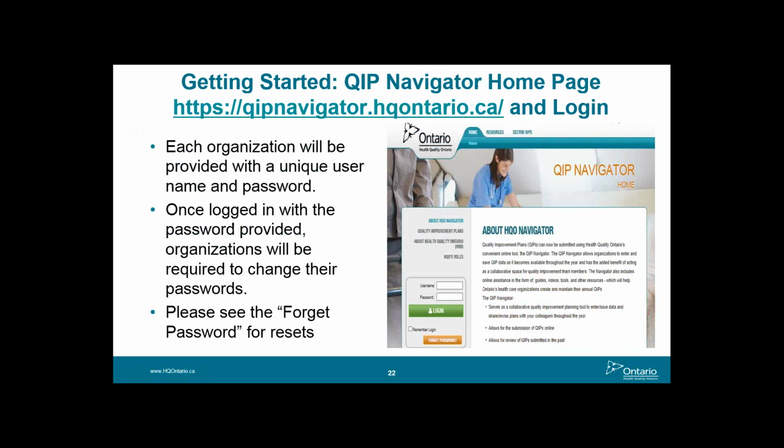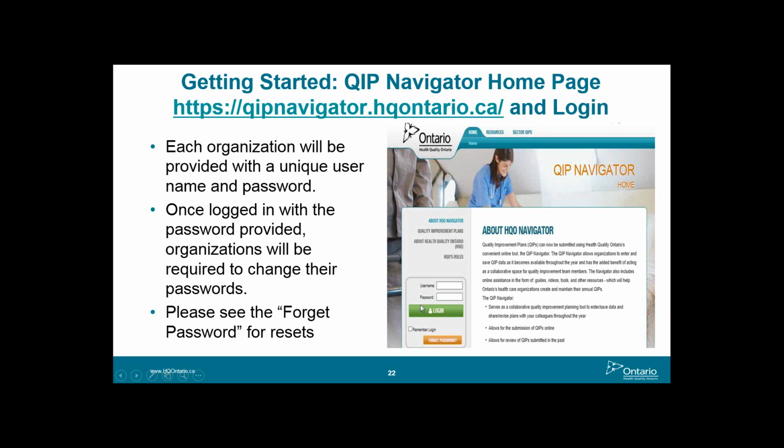So when you get into the getting started to the home page on the QIP Navigator, you will notice that there's a username and password required to log in. So each organization, so each long-term care facility at the facility level was provided with a unique username and password last week. That was sent to either the CEO, administrator, whoever the lead of the organization or the facility is, as well as where we had on record a quality improvement lead or quality improvement contact. We did copy those on the emails as well.